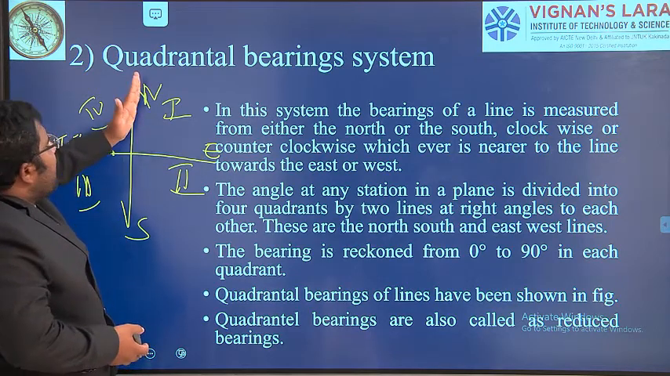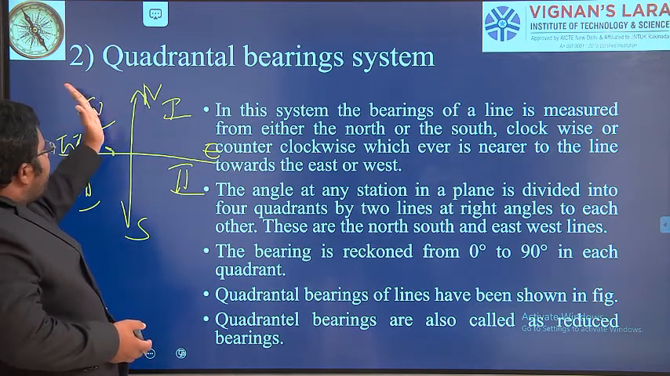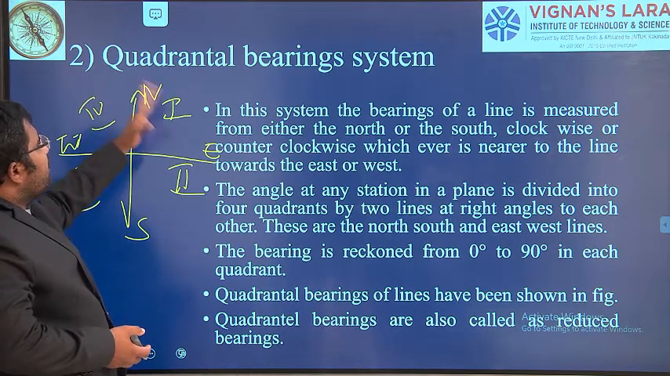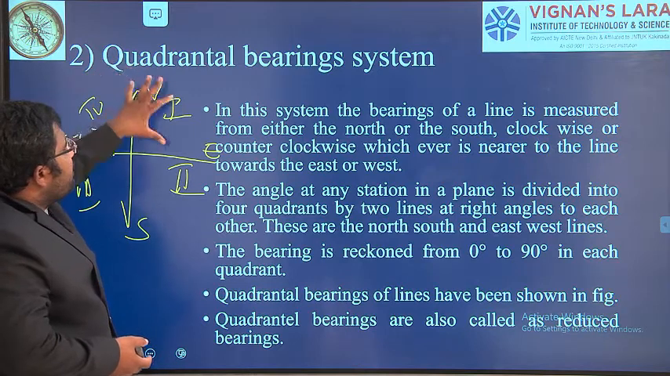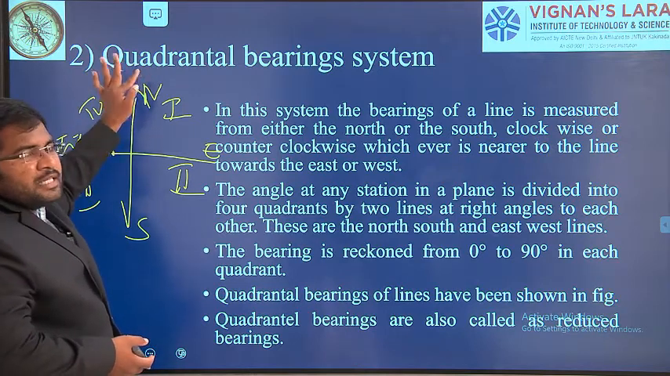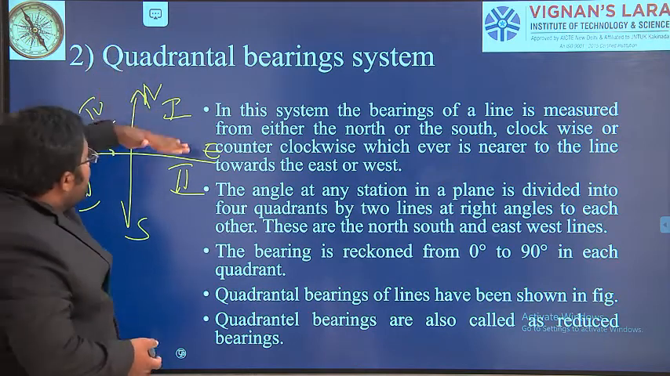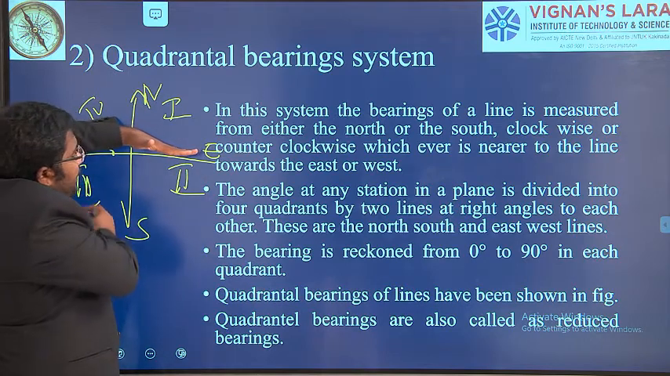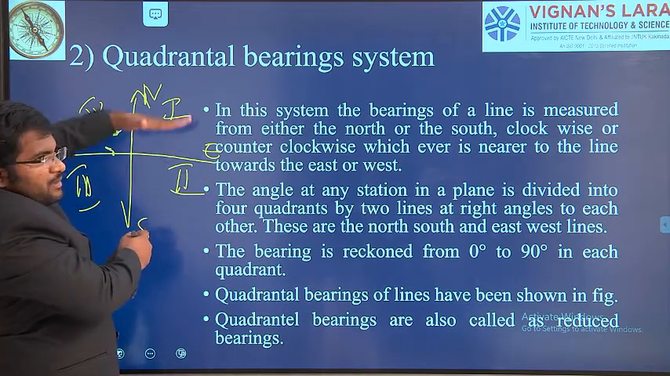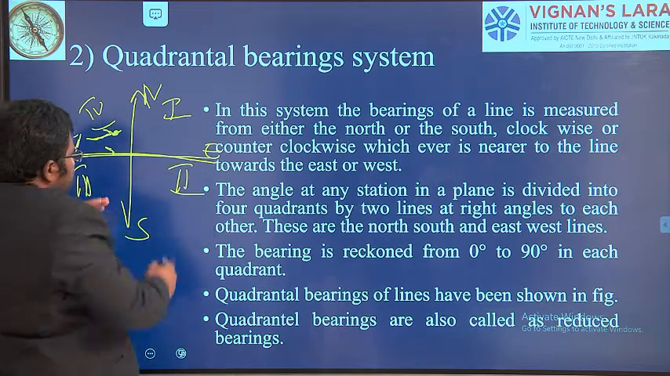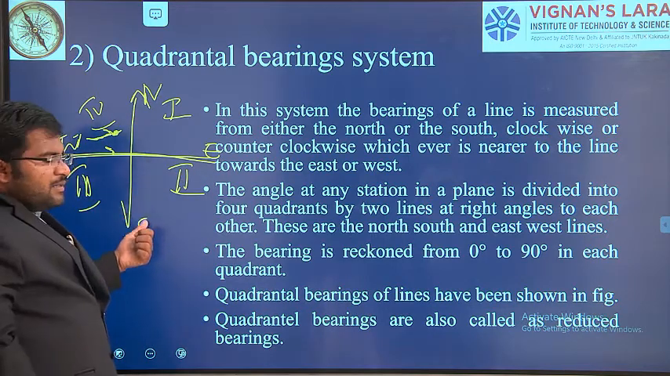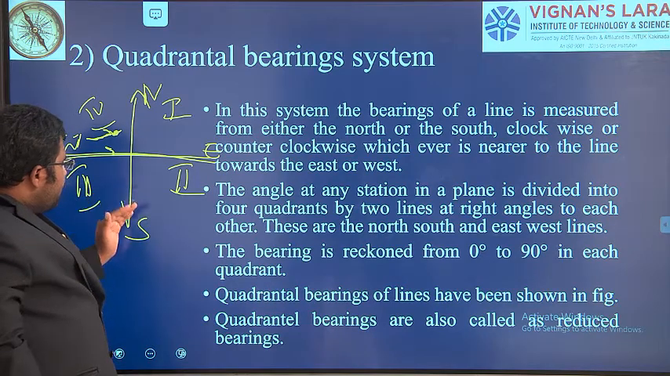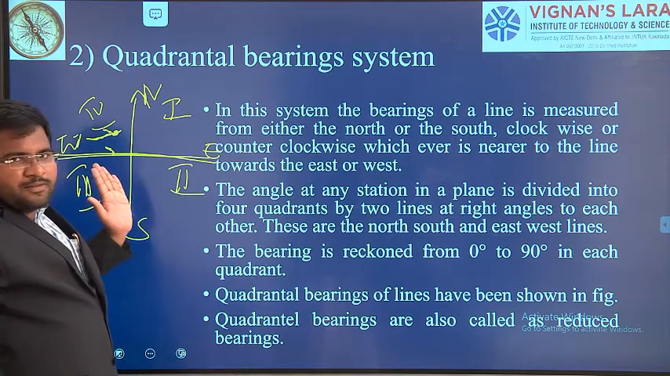If the angle is located in the first quadrant or fourth quadrant, either this side or this side, that angle will be represented with respect to north. If any angle is behind this line, that means either the back or front side of the south direction, the south side, we will represent the angle with respect to south.